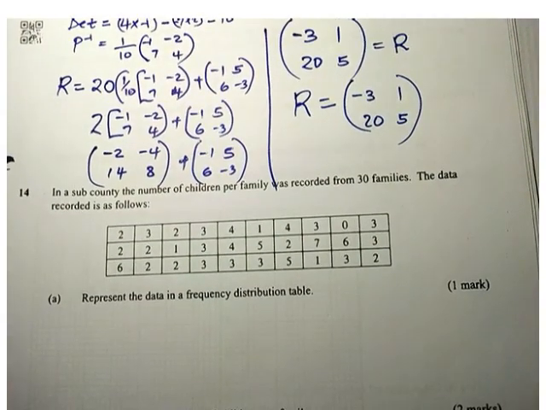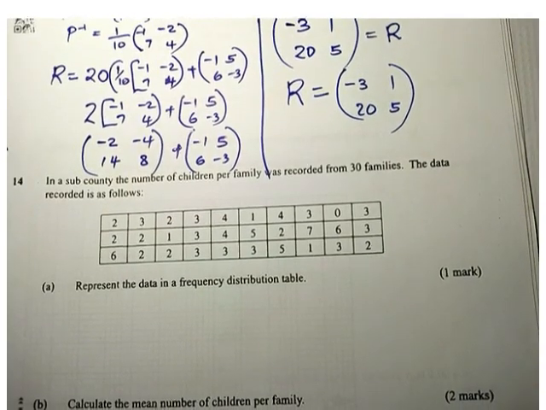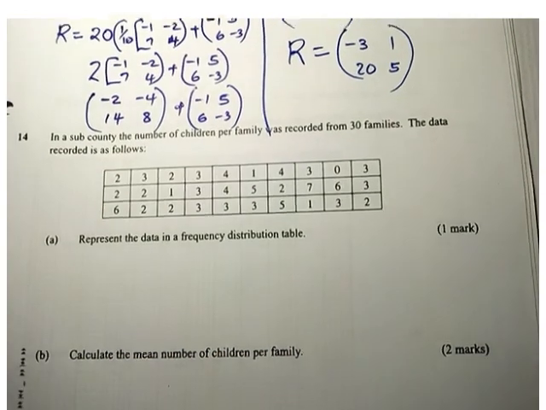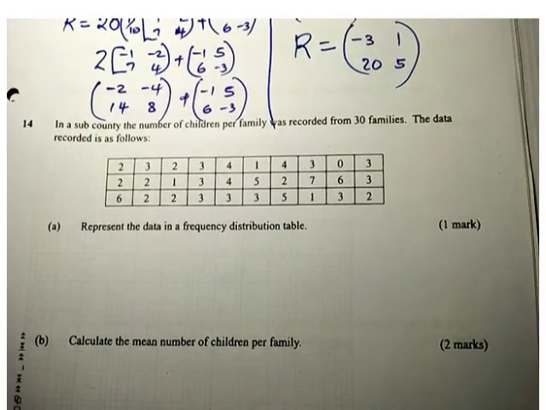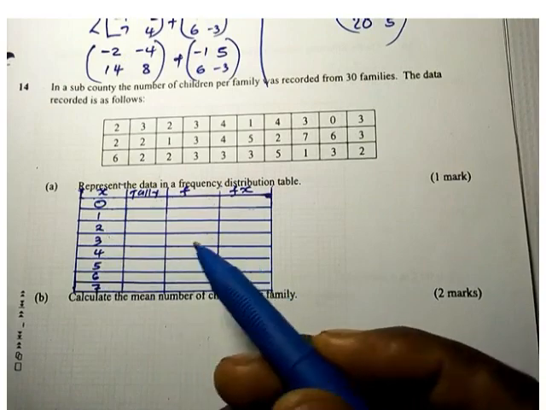In a sub-country, the number of children per family was recorded from 30 families. The data recorded as shown represent the data in a frequency distribution table. So this is how it is supposed to be done.